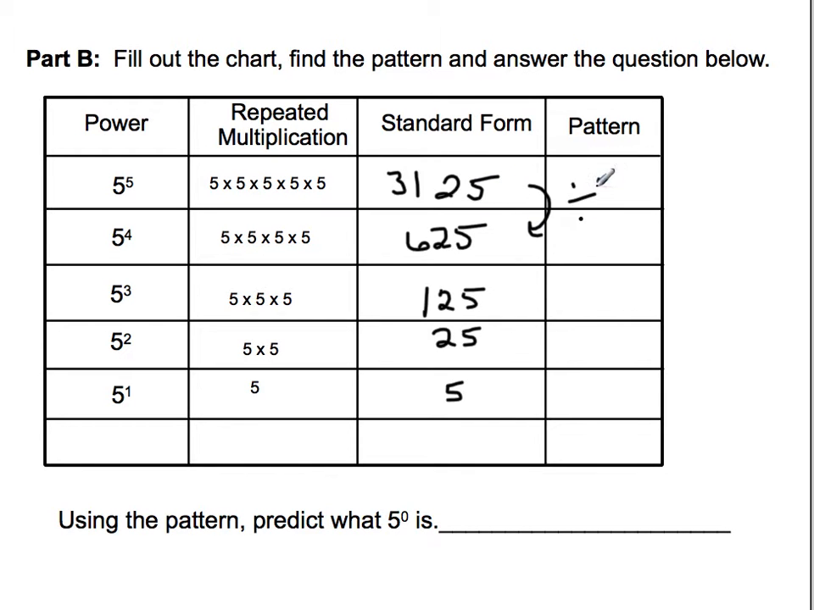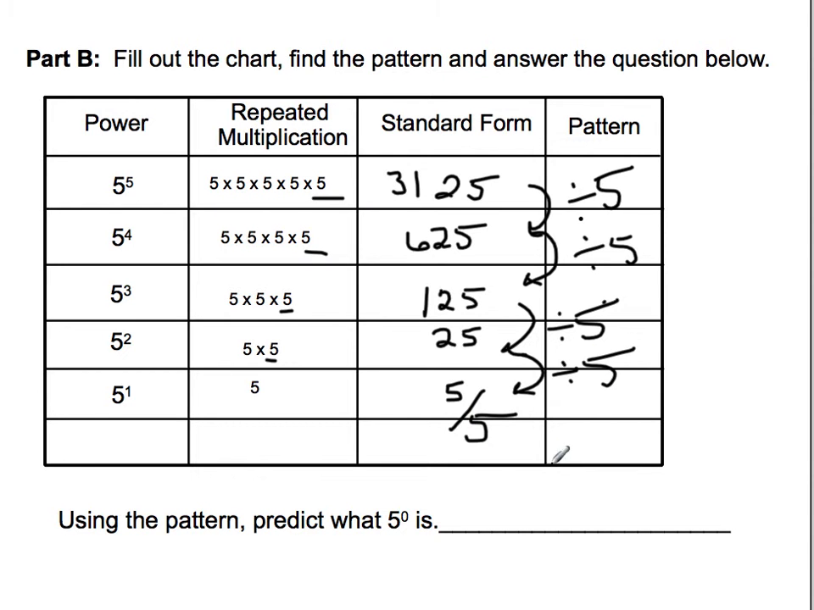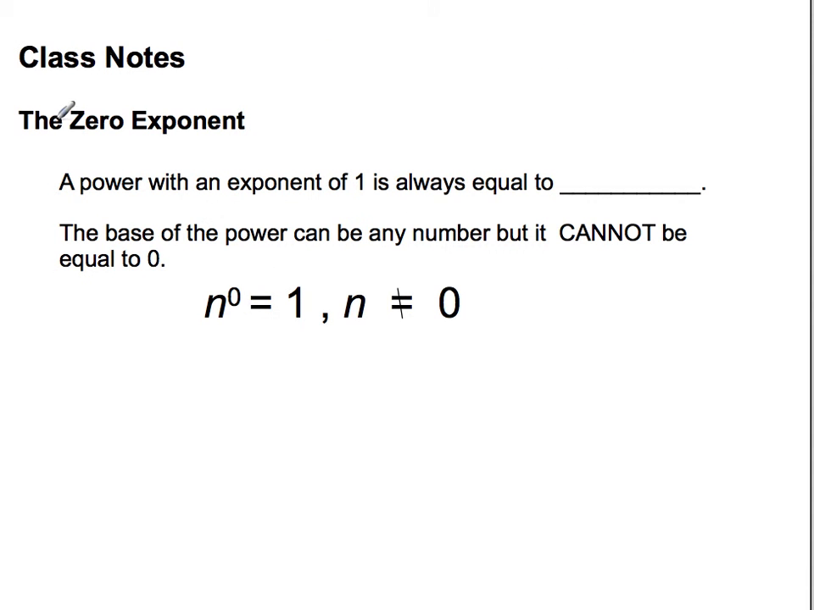Okay, let's see what the pattern is. This is divide by 5. To go from 625 to 125, we would divide by 5, because really all we have is 1 less 5. We always have 1 less 5. Divide by 5. Divide by 5. That works. So if I wanted to find the next one, it would be 5 divided by 5, which is equal to 1. So does the base really matter? Well, it doesn't. That is one of our laws that we're going to learn.